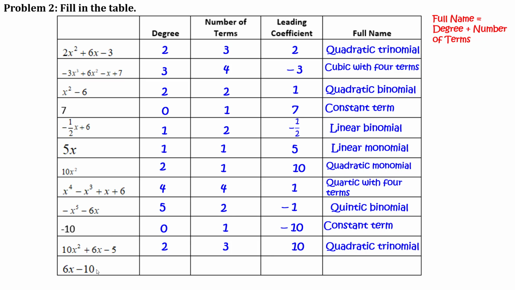And then 6x minus 10, the degree is 1 because there's an implied 1. X is being raised to the first power. The number of terms is 2. And the leading coefficient is 6. Can you figure out what it would be called? First degree things are called linear. There's 2 terms, so linear binomial.